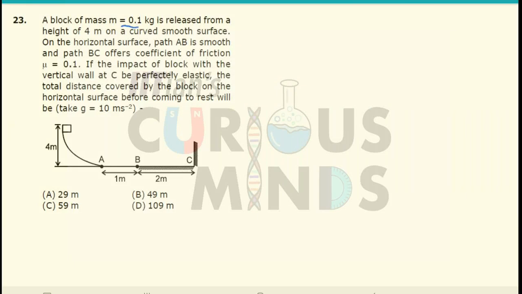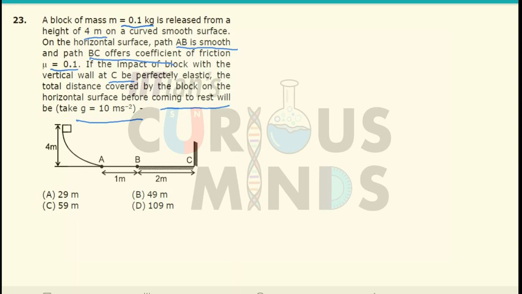A block of mass 0.1 kg is released from a height of 4 meter on a curved surface, and the path AB is smooth and the path BC offers the coefficient of friction of 0.1. If the impact of the block with the vertical wall at C is perfectly elastic, the total distance covered by the block on the horizontal surface before coming to rest will be equal to, okay, we have to calculate the total horizontal distance covered by the block before it comes to rest.